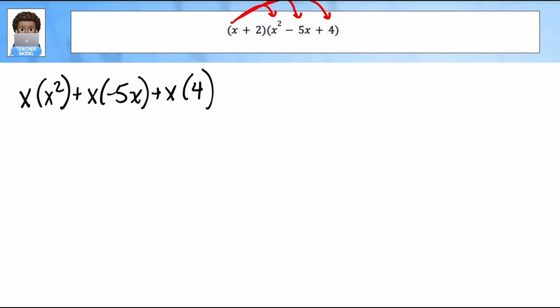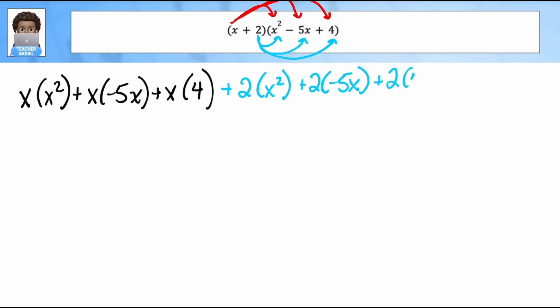And then I'm going to do 2 times each term. Okay? So let me change the color so you can actually see what's happening. So 2 times x squared, times negative 5x, and times 4. Okay, so you can see both. So there's a lot of multiplication here. You're going to need a lot of space in your notes, so just try and write as neatly as you can. Or if you need another blank space, then you can get another blank one so you can write it all down.